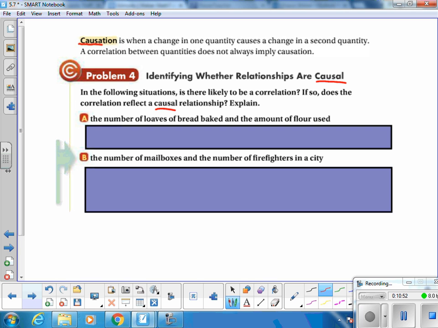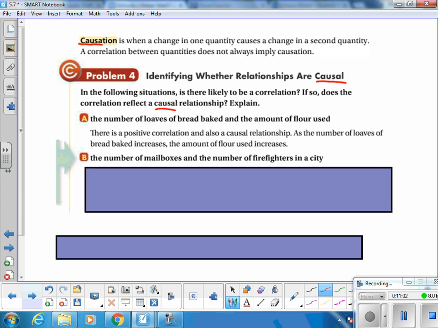So first, let's look to see if there's likely to be a correlation. The number of loaves of bread baked and the amount of flour used. Is there a correlation between these two? Yes. Is it a causal relationship? Let's look. There's a positive correlation, so as one goes up, so does the other one. And as the number of loaves of bread baked increases, the amount of flour used also increases. So this would be causal.